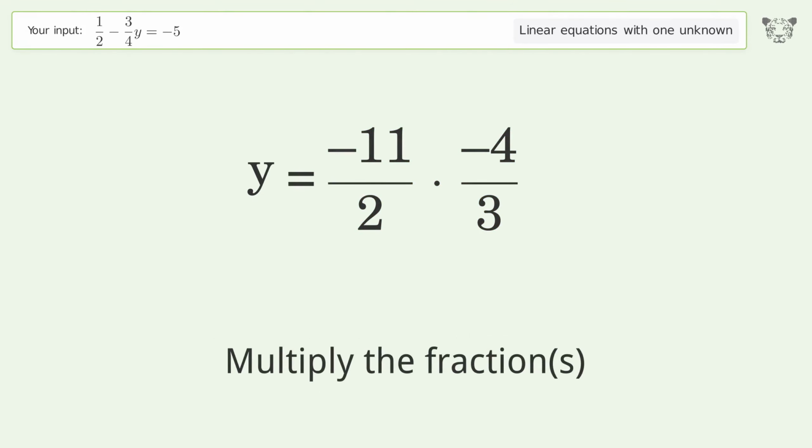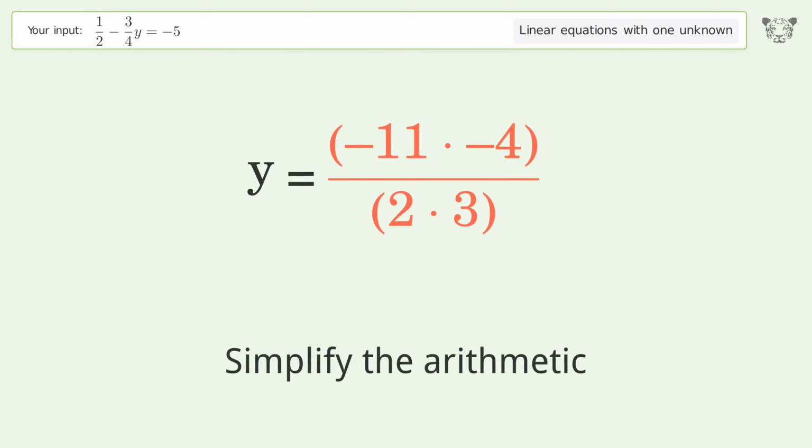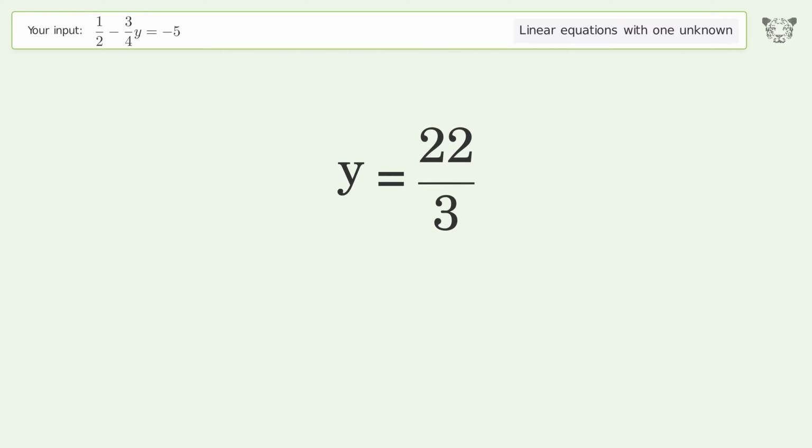Multiply the fractions. Simplify the arithmetic. And so the final result is y equals 22/3.